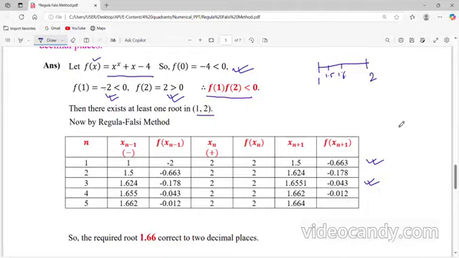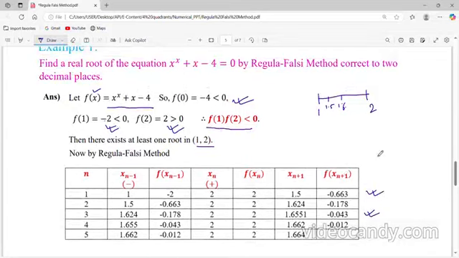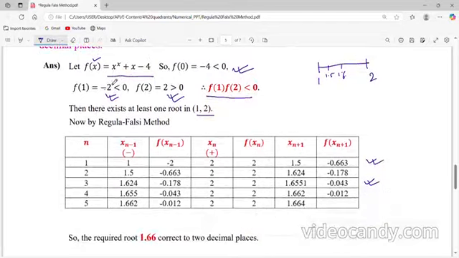Okay, so now the question is up to how many iterations we will go. That depends on the requirement, here correct up to 2 decimal places. So 2 decimal places means from where we will count, from the decimal point. Just see, in the second iteration we have 1.624.